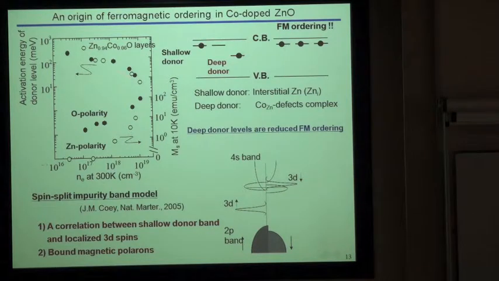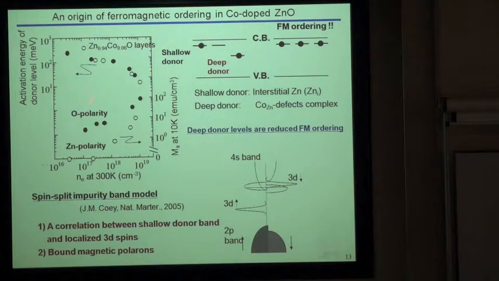And when we observe the carrier concentration, the mobility, and also the activation energy by changing the carrier concentration, it shows two kinds of activation energy. That is, in the case of relatively large carrier concentration, the activation energy is very small, which means that the shallow donor is good. Here the activation energy is very small. The shallow donor suggests enhanced carrier migration, and eventually ferromagnetism occurs.